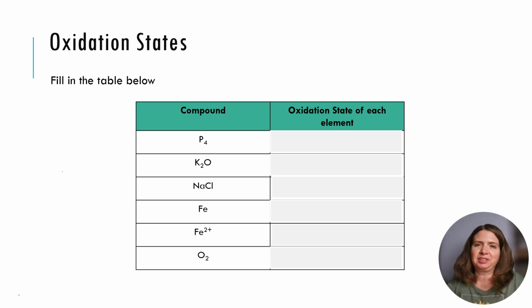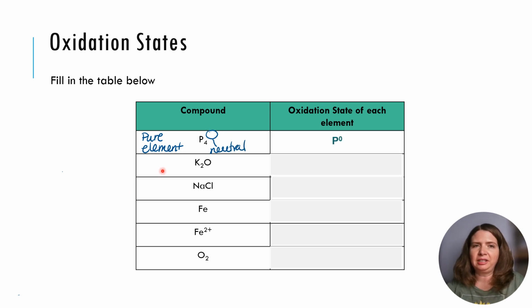Let's try a practice problem. If you want to work through it on your own, this is a good time to pause the video. First, we have P4, a pure element. There's no charge, so its oxidation state is 0.